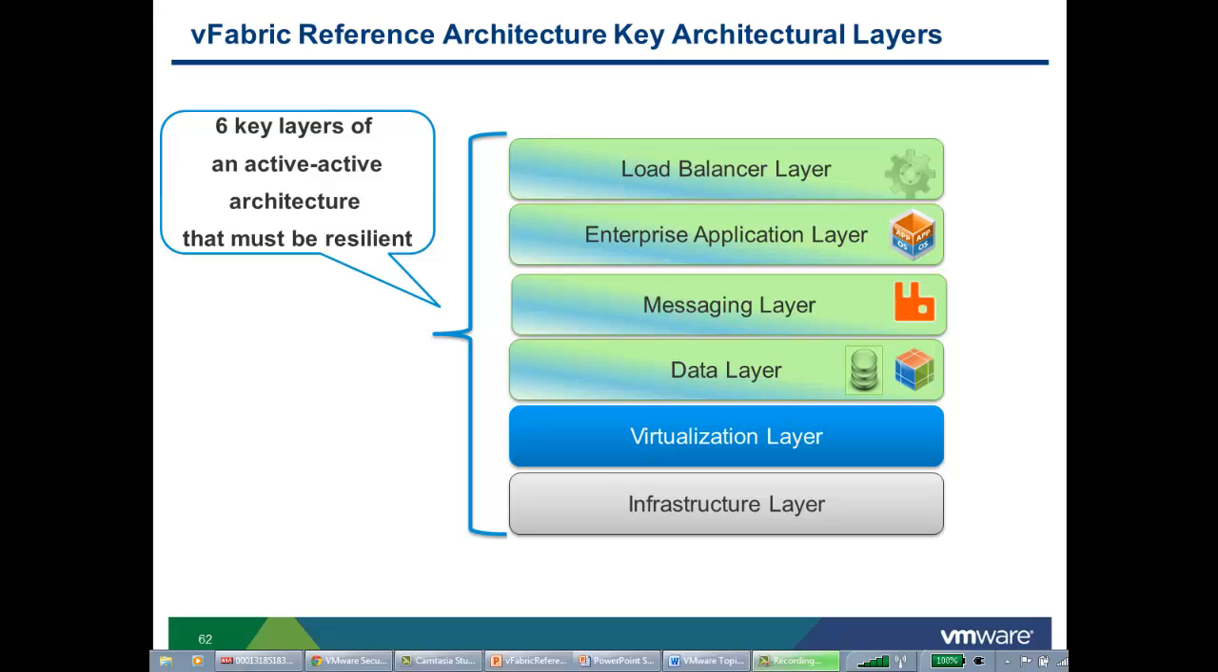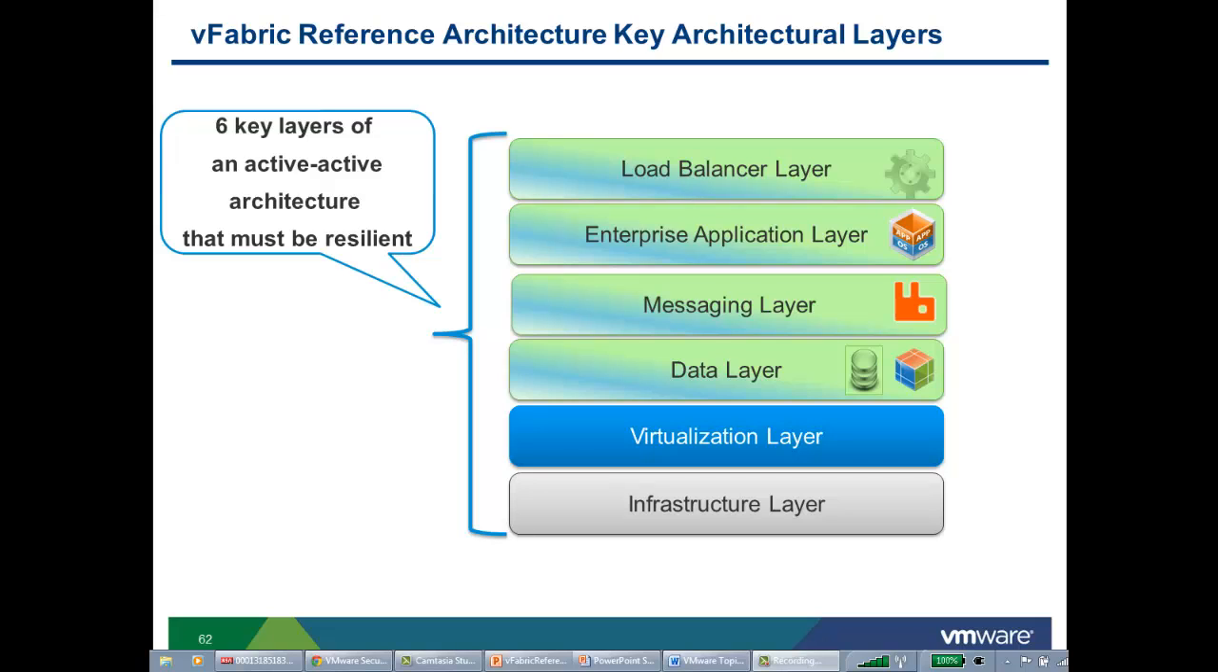The virtualization layer. VMware vSphere provides many resiliency features that help deliver robust active-active architectures. One of the key constructs used are multiple vSphere clusters, making sure that if for some reason a vSphere host fails or an entire cluster fails, a second vSphere cluster is active and available to service traffic to the application.